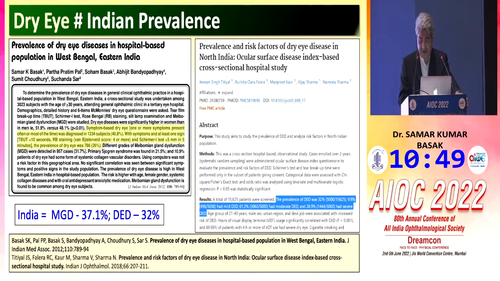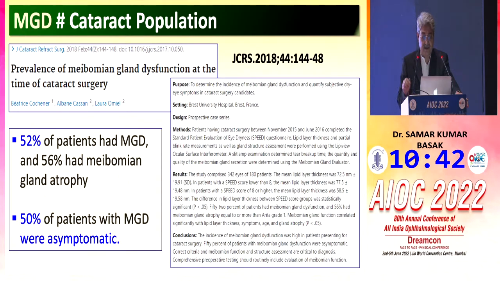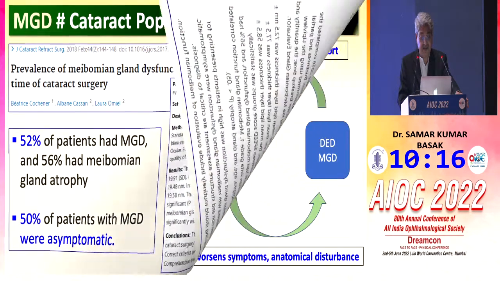So MGD is common in the community, especially with an aging population. There are many studies of the prevalence of meibomian gland dysfunction at the time of cataract surgery. 52% of patients have MGD, and 56% had meibomian gland atrophy, but 50% of the patients with MGD are asymptomatic. This was published in 2018 in JCRS.